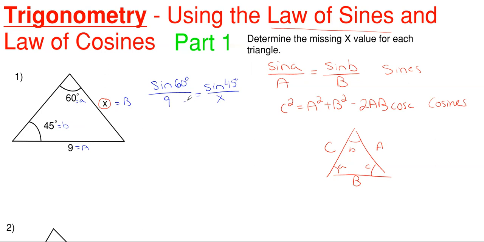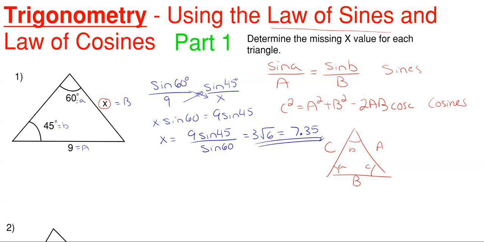All right, so what we can do here is we can cross multiply everything. And we would end up with x times the sine of 60 is equal to 9 times the sine of 45. We'll just divide everything by sine of 60, and we end up with 9 times the sine of 45 divided by the sine of 60. And 9 times the sine of 45 divided by the sine of 60 pops out to be exactly 3 times the square root of 6, or you could write it as 7.35. Either one of those is an acceptable answer for your side x.